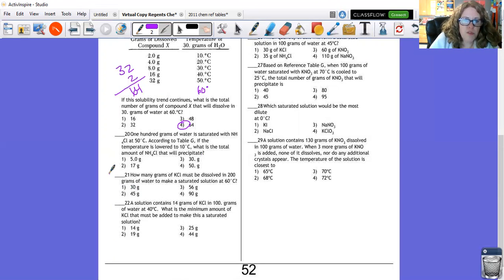We have 100 grams of water saturated with ammonium chloride at 50 degrees. According to table G, if the temperature is lowered to 10 degrees, what is the total amount that will precipitate? So I need to find these 2 points, and then I need to subtract the 2 to figure out how much will come out of solution. So let's go over to table G, and I should have never moved this, and we're looking at ammonium chloride 50 degrees to 10 degrees.